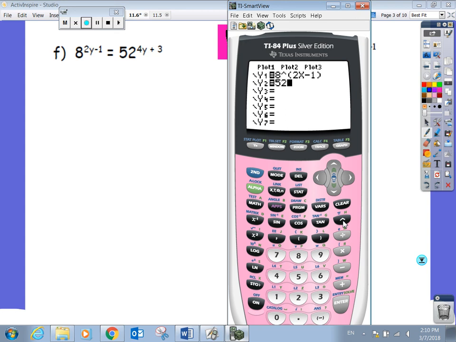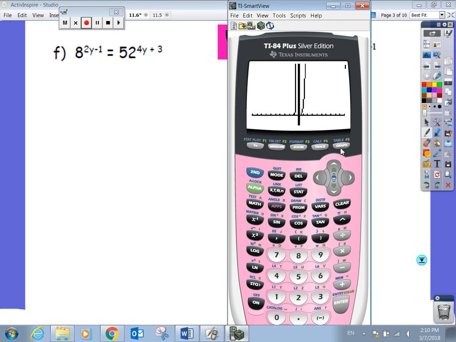Here, 5^2 raised to the 4x plus 3. Be sure you type those in correctly. If your calculator doesn't give you the little exponent, be sure you put parentheses around it like I did. If not, it'll raise it to the 4x, and then it will add 3, which is a different problem. And then when you graph it, you're just finding the intersect of those two graphs.